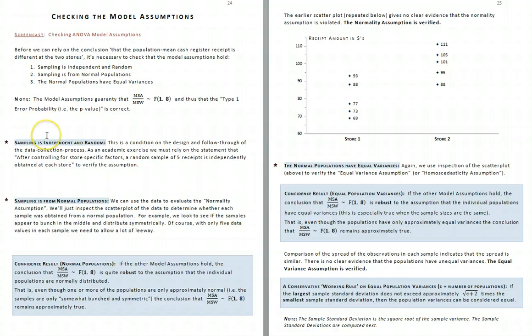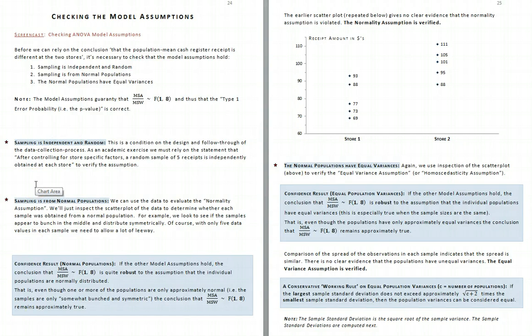The first assumption is sampling is independent and random. There isn't a way, after the study is complete, to go back and determine whether the correct sampling methodology was applied. If we weren't part of the study, we have to decide whether we trust that those doing it followed the correct data collection procedures. As an academic exercise, we'll believe that this model assumption is correct.